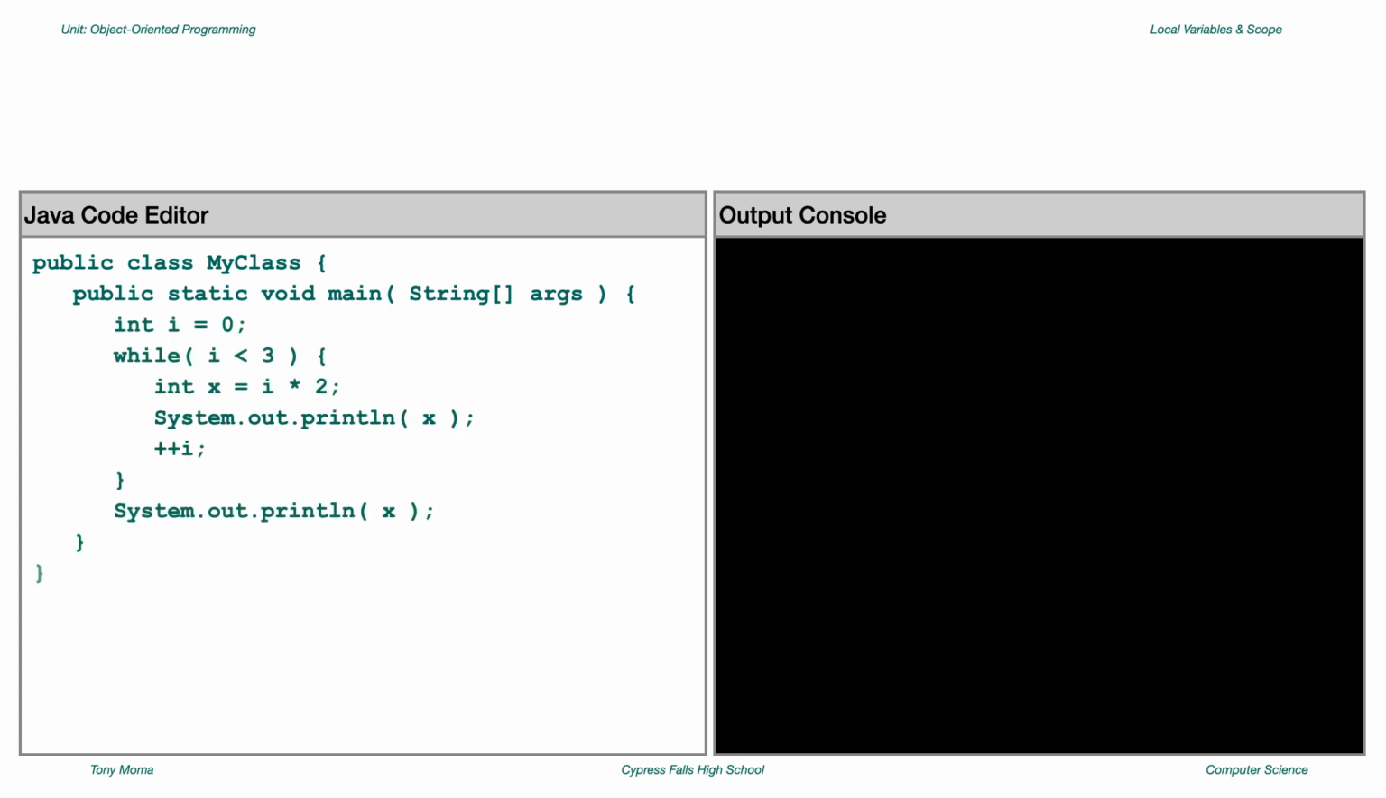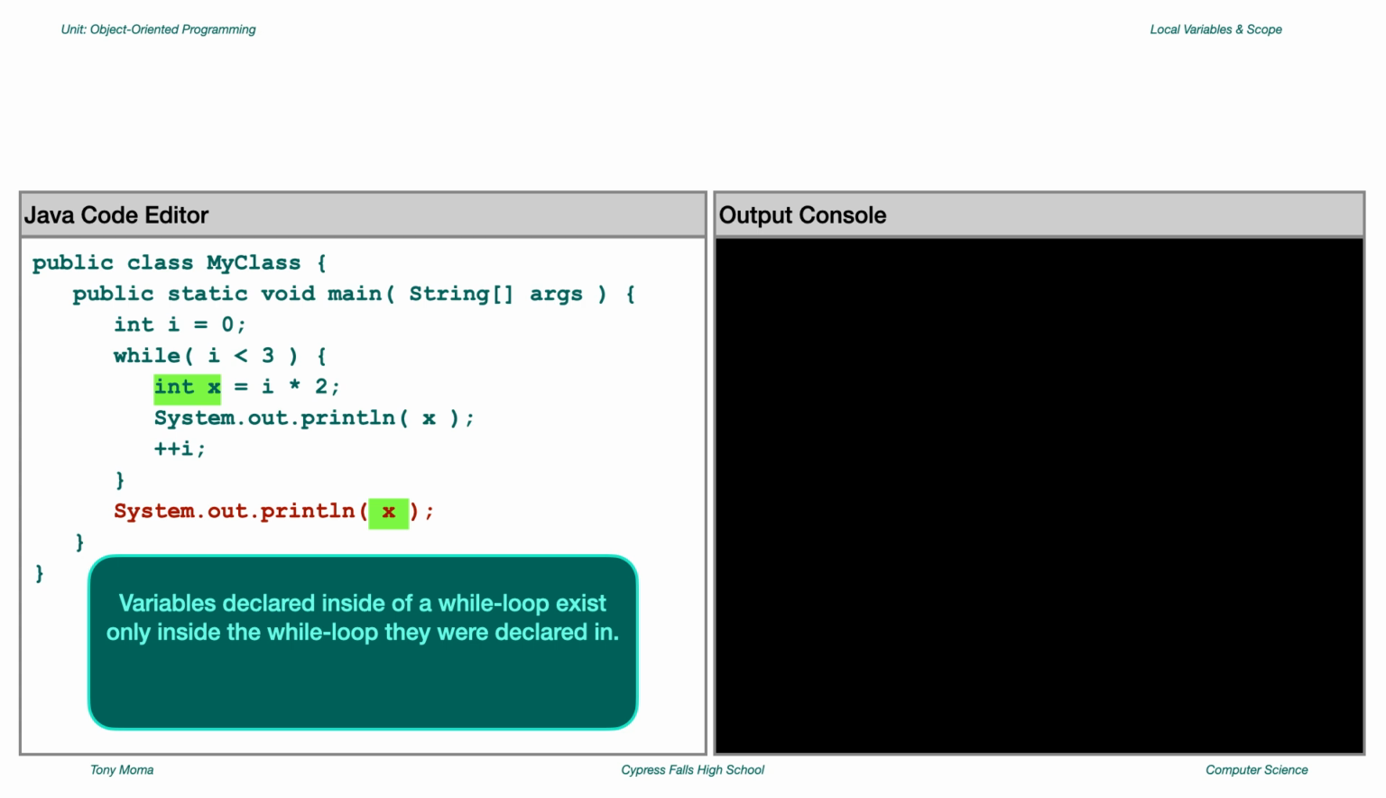Now, consider the following while loop. In this program, we declare a variable named x inside the while loop, then attempt to print it out outside the while loop. Once again, this line would not compile because variables declared inside of a while loop exist only inside the while loop they were declared in. Or in other words, their scope is only the while loop.